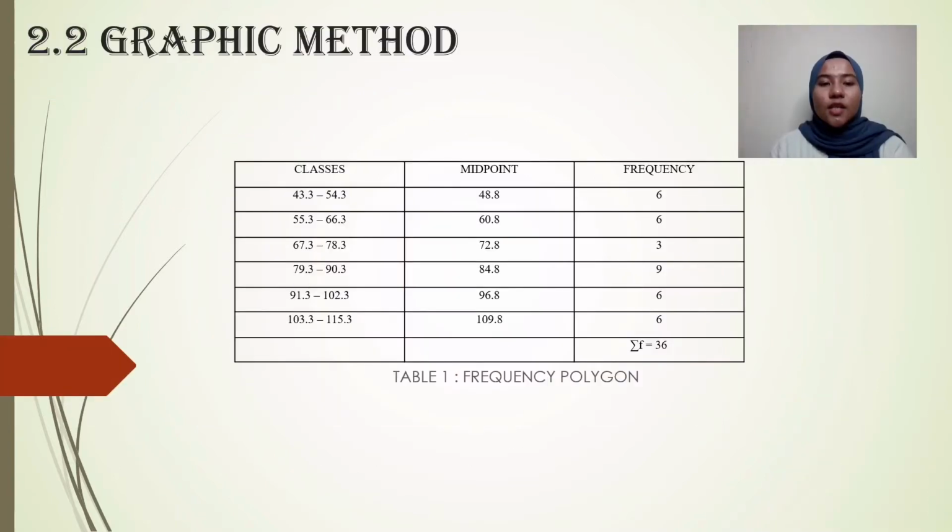Okay, graphic method. To calculate the midpoint, you must add the lower boundary plus the upper boundary. After that, the total that you get, you must divide by 2. For example, 43.3 plus 54.3, you get 97.6, and 97.6 you must divide by 2, so you get the answer 48.8. So 48.8 is the midpoint.